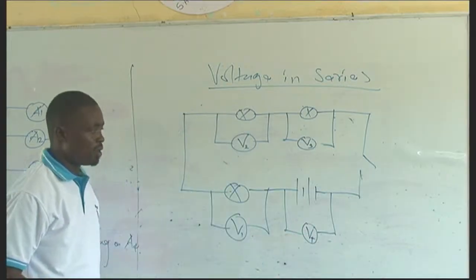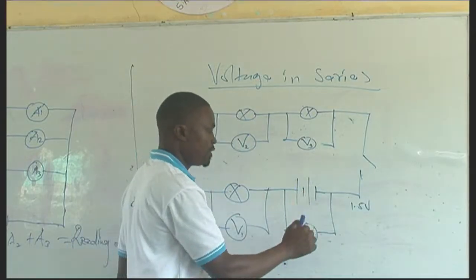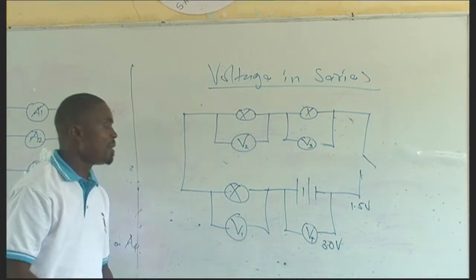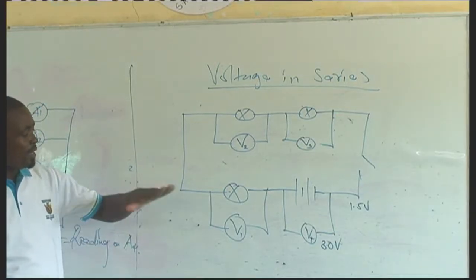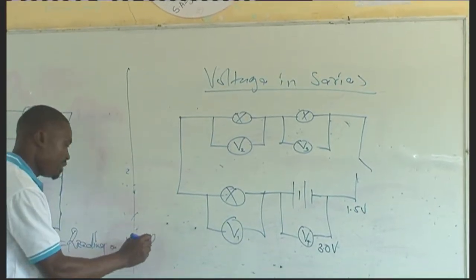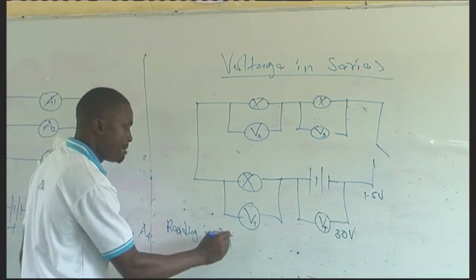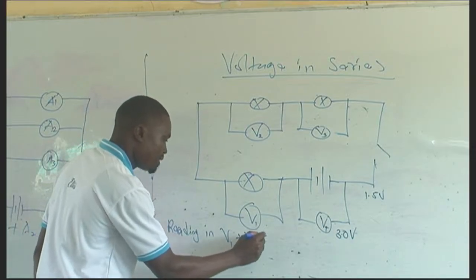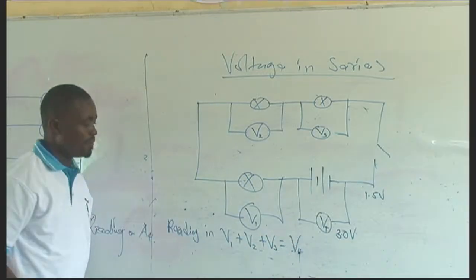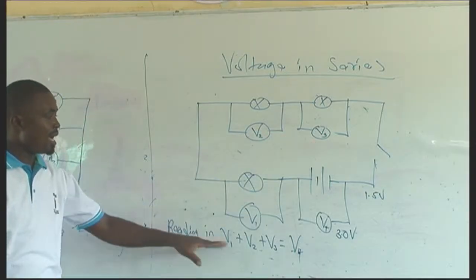If you are using the normal dry cells, which are 1.5 volts each, then if there are two, we expect to see a reading here of 3 volts. This is the supply voltage. But when this switch is closed, we will be having a reading at 1, a reading at 2, and a reading at 3. So in this arrangement, the reading in V1 plus the reading in V2 plus the reading in V3 will be the same as the supply voltage, the same as the reading in V4. So if you know two, we can get the third one. So just add and it will be equal to this.